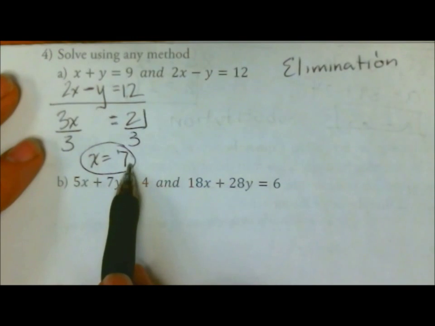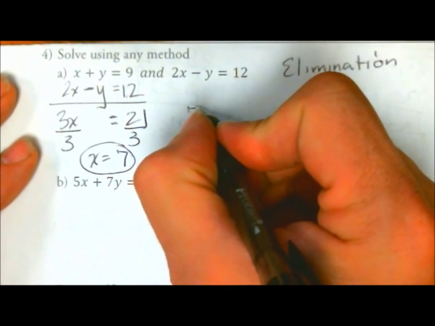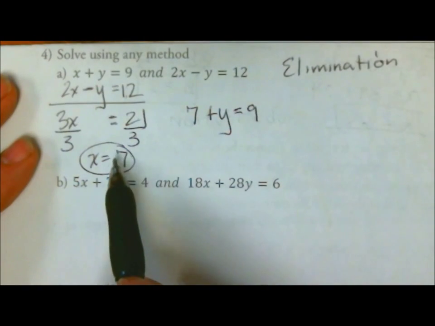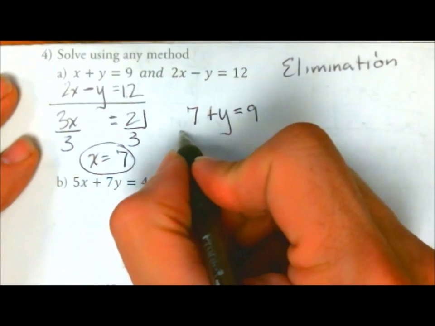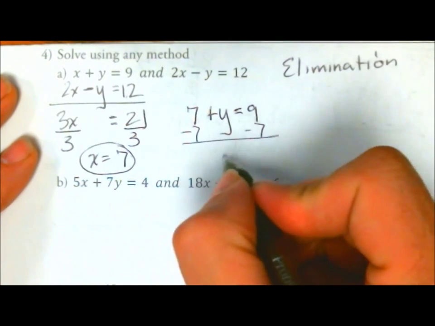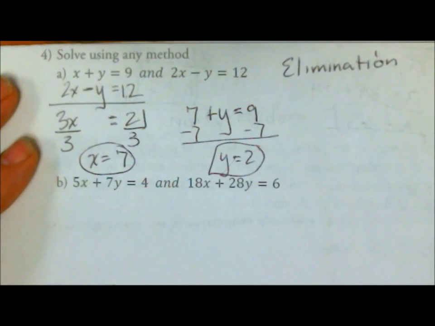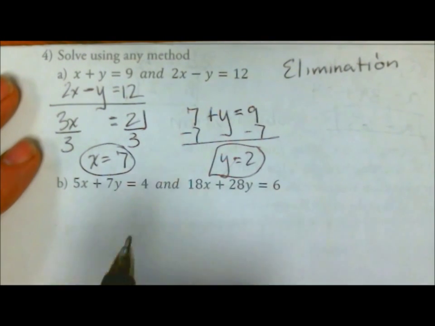So I'm going to take that 7 and put it back in here, and I get 7 plus y equals 9. All I did was replace the x with the 7. 7 plus y is 9. If I subtract 7 from both sides, I get y equals 2. And I'm set. X is 7 and y is 2. That is my solution set to those two equations.